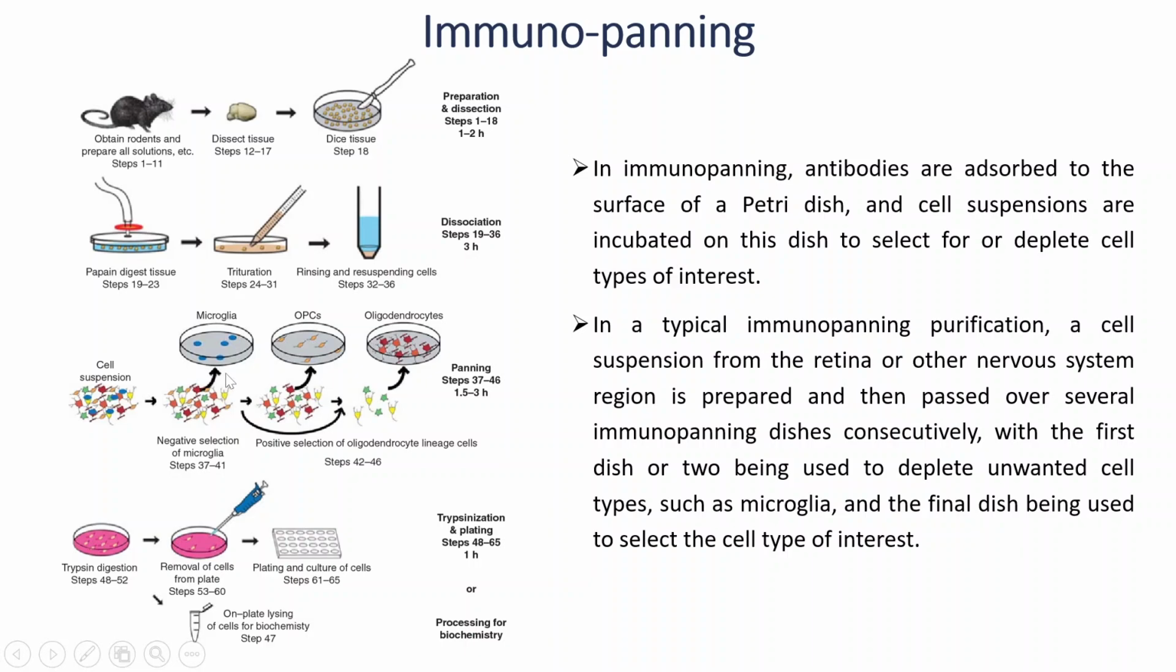Next, we will take the cell suspension here, and then we perform a positive selection of cells. That is, now we will absorb the antibodies which are directed against the cells of interest, and we will obtain the cells of interest. So this is known as positive selection of cells. In a typical immunopanning purification, from here we have taken the example of the oligodendrocytes. A cell suspension, which could be from the retina or other nervous system region, is prepared and then passed over several immunopanning dishes consecutively, with the first dish or two being used to deplete the unwanted cell type, such as the microglia, and the final dish being used to select the cell type of interest.